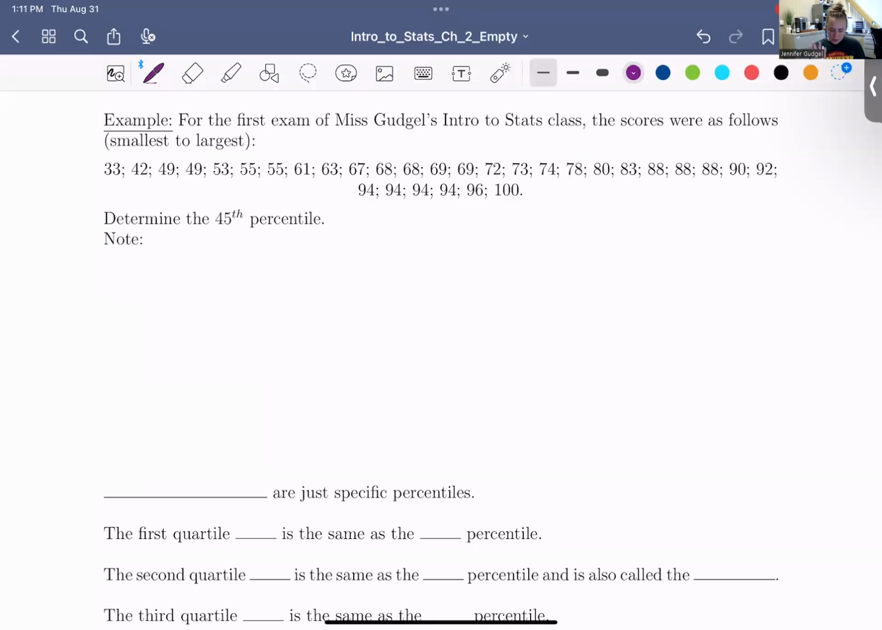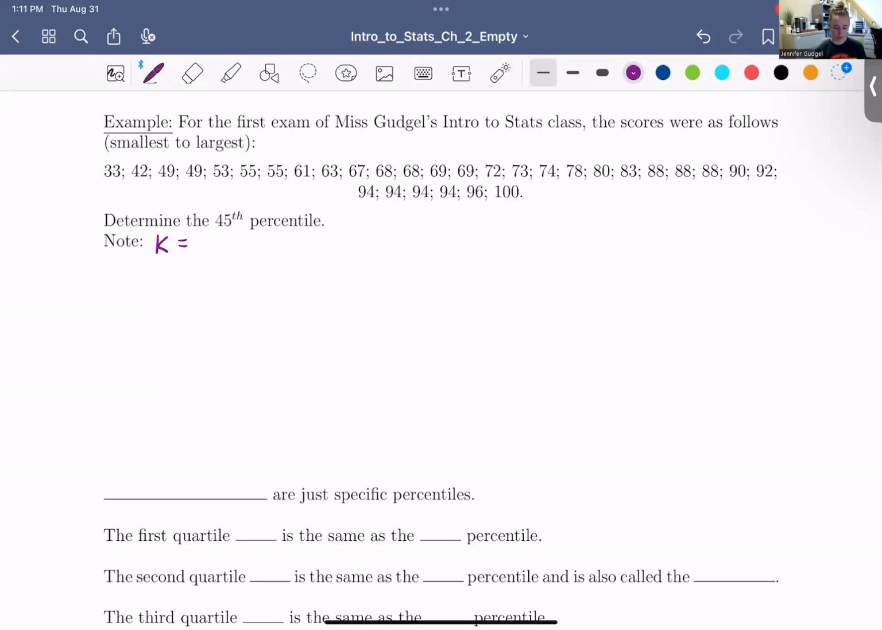So just make a note here. I added this little note piece. What is our K and what is our N? All right. Well, K is going to be the percentile we're looking at. So in this case, our K is going to be 45. We want the 45th percentile. Our N is going to be the number of pieces of data.